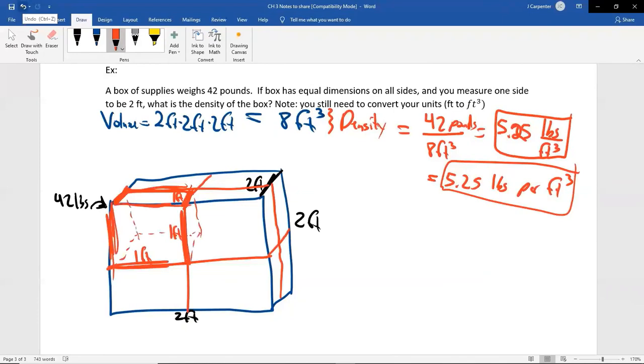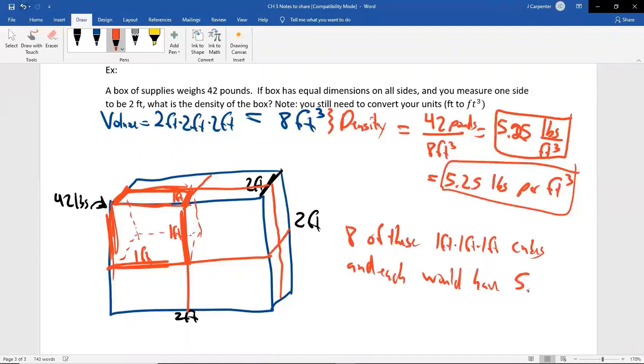There's 1 here, 2, 3, 4 in the face. And then on the back side, there's 1, 2, and then 3, and then 4 behind it. So there would be 8 of these little 1 by 1 by 1s. And each would have 5.25 pounds in it. That's what you can do with the concept of a density. You can break this down into smaller things.